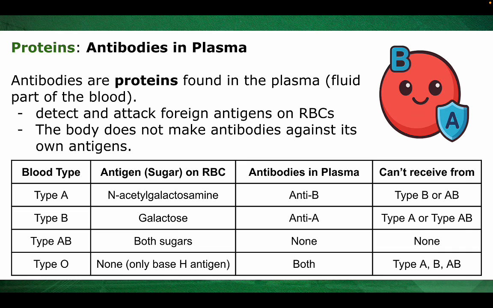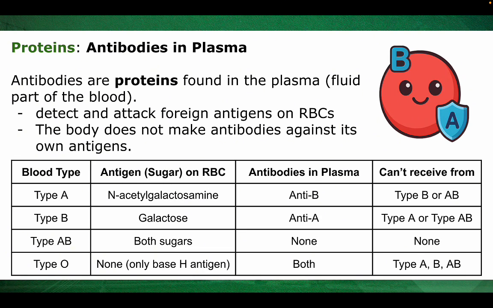For example, if you have type A blood, you have A antigens on your red blood cells. So you make anti-B antibodies in your plasma. Therefore, if blood type B enters your system, those antibodies will attack it. Why? Because they are anti-B antibodies. They hate B blood type. Type B has the opposite setup. They have B antigens on the cells and they have anti-A antibodies in the plasma.